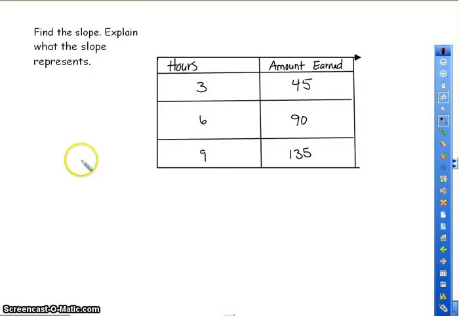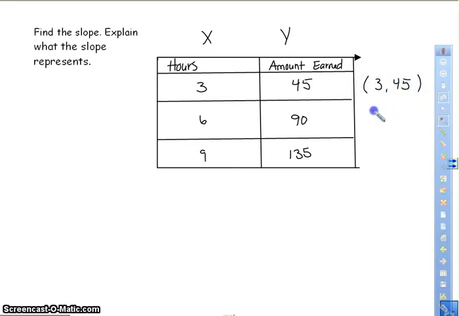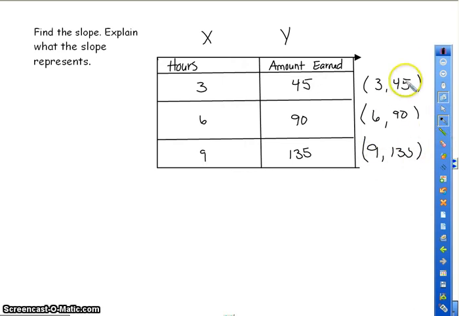Okay, once again, it says find the slope. Explain what the slope represents. So your slope is the same thing as your rate of change. Okay, so this is my x and this is my y. So I'm going to pick 2 ordered pairs. So I have 3, 45, 6, 90, and the last one is 9 and 135. You're going to pick any 2 you want. So I'm just going to pick these 2 right here.